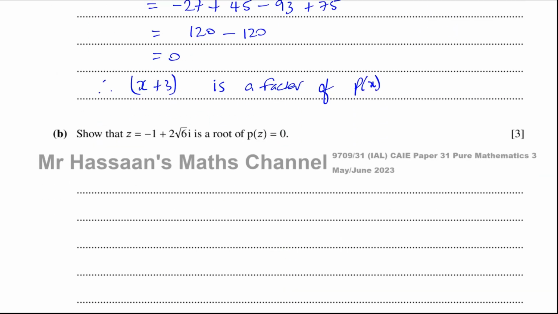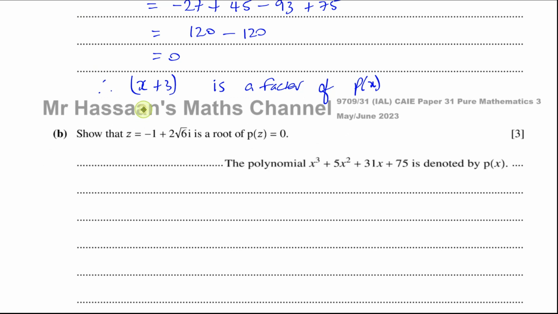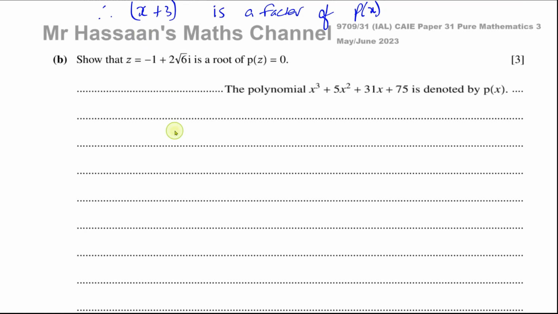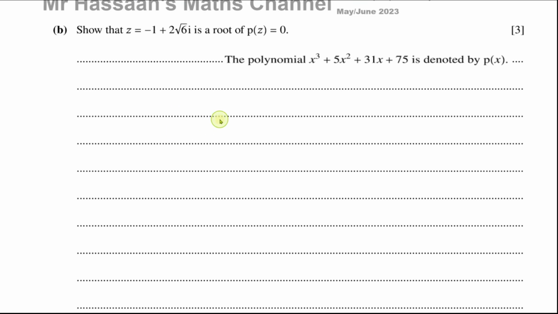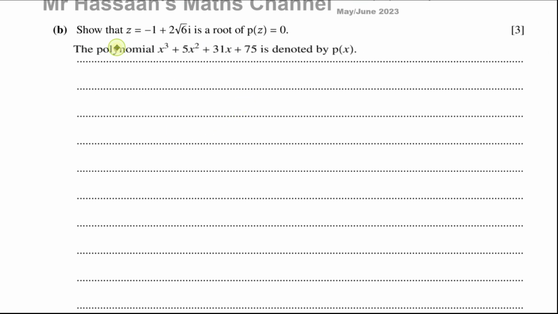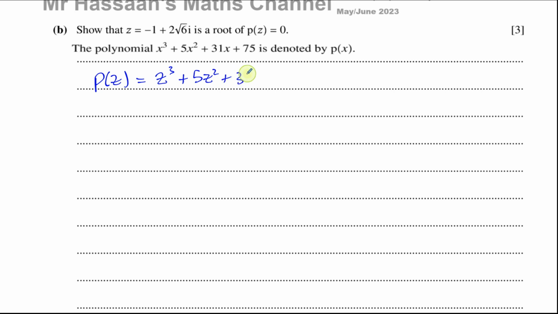Now for part B. It says show that z equals minus 1 plus 2 root 6i is a root of p of z equals 0. So this was the function that they gave us. I just copied it down here so we don't have to keep scrolling up and down. So p of z is going to be equal to z cubed plus 5z squared plus 31z plus 75. This says basically replace the x in the function p with z. That's what it means.